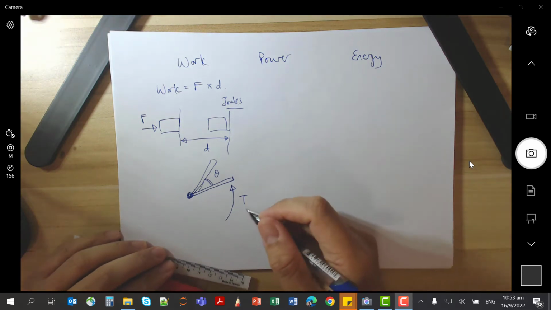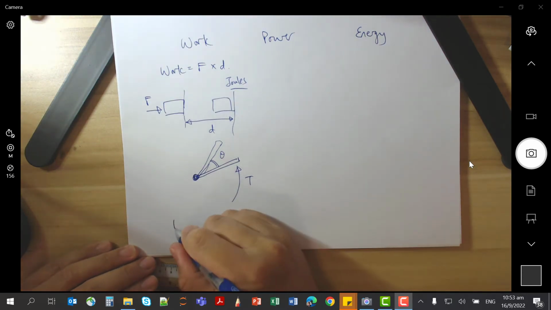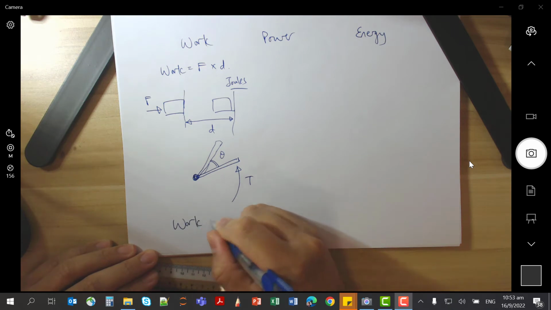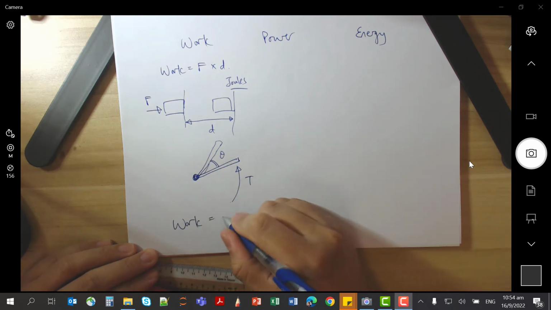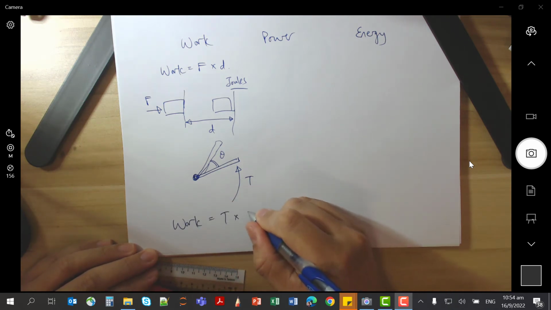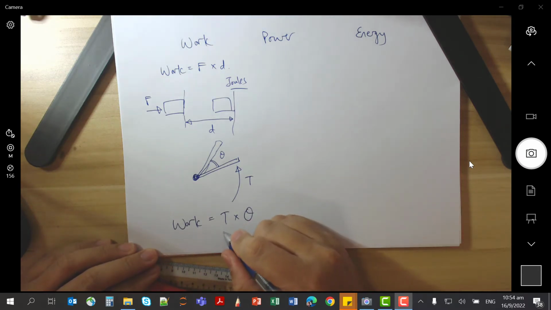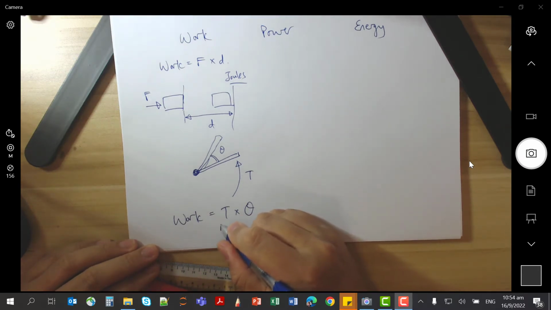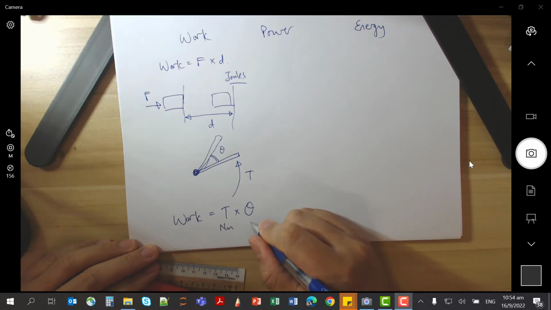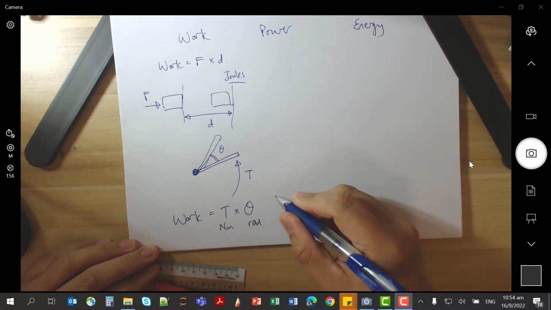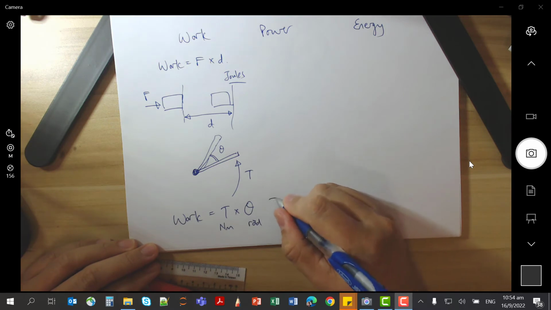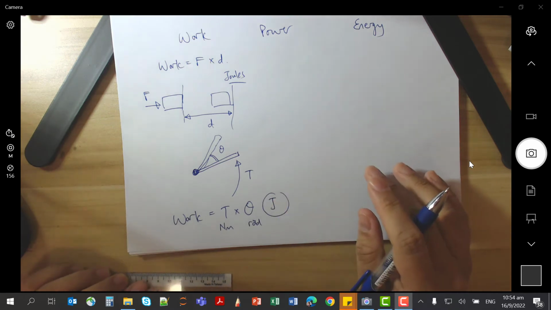For this example, the work done would be a torque multiplied by the angular distance theta. Note that the unit is newton meter for torque, and theta will be in radians. Multiplying them will still give you joules as a unit.